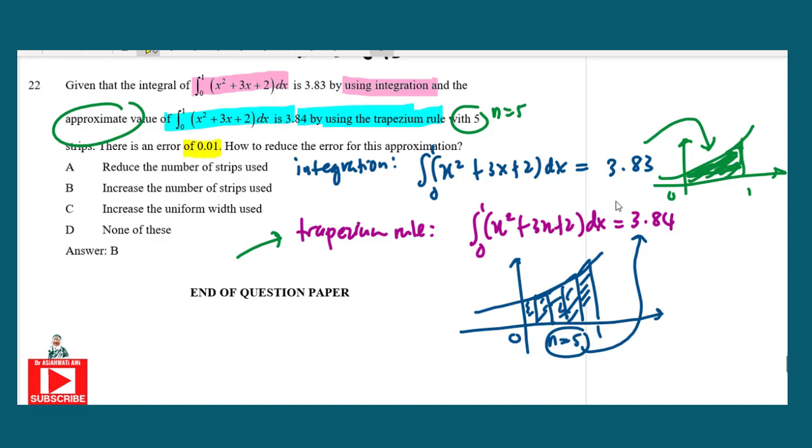So the error is 0.01 between these. So how to reduce the error for this approximation? According to this graph, when n is bigger, the error of the trapezium is decreased. So we need to increase the number of n. So the answer is to increase the number of n strips. Okay, so that's all for the pre-UPS.